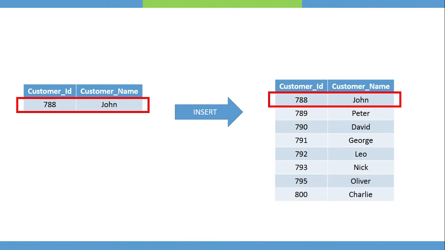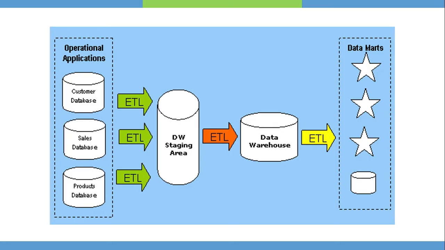So what that means is we're going to have a check on the target data warehouse before we load the data, because we do not want to have duplicates in the first place. And this is also performed when we load the data from the staging to the data warehouse.